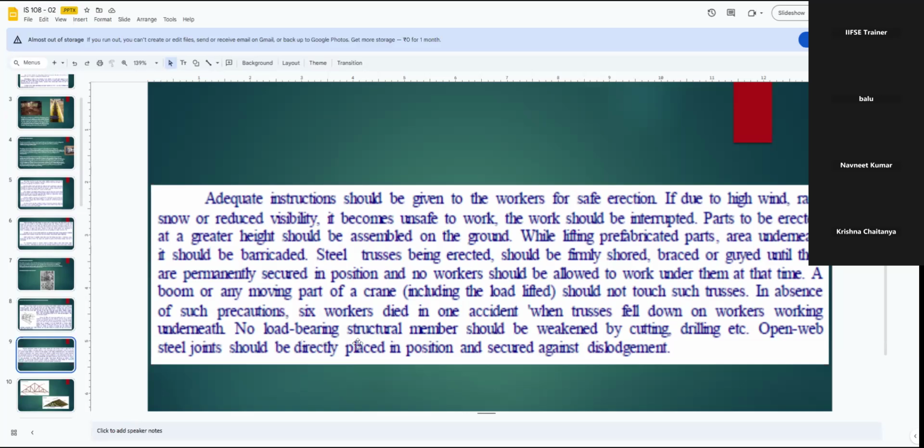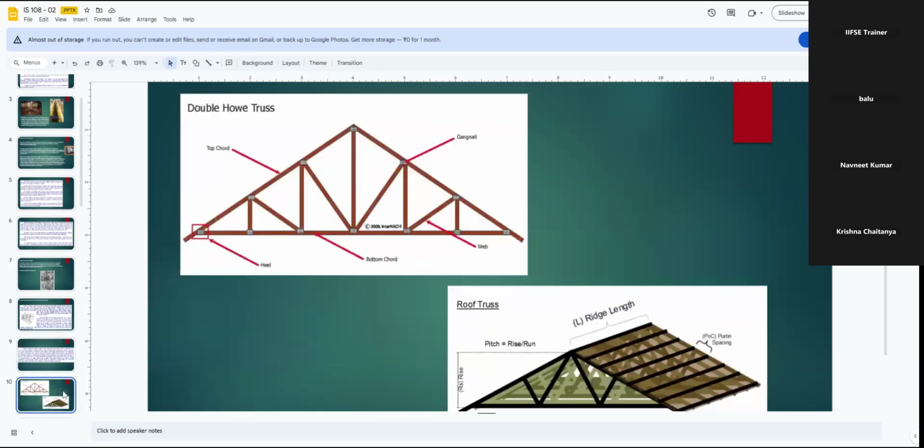No load bearing structural member support should be weakened by cutting or drilling, etc. Open web steel joists should be directly placed in a position that is secure against dislodgement. Basically, we take the support at different locations to lift these purlins, then we have to attach at multiple locations.